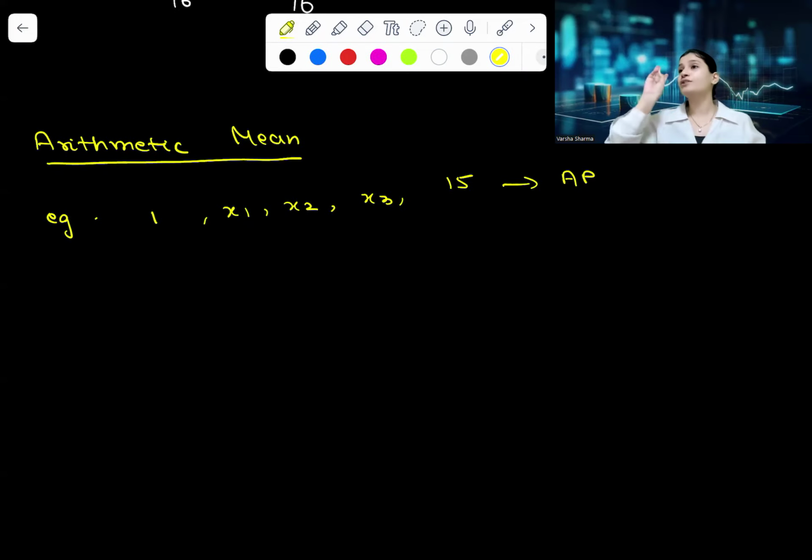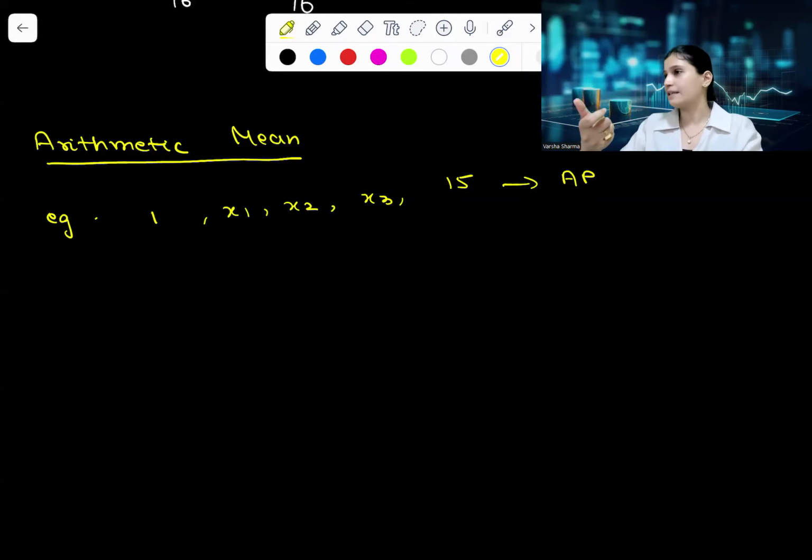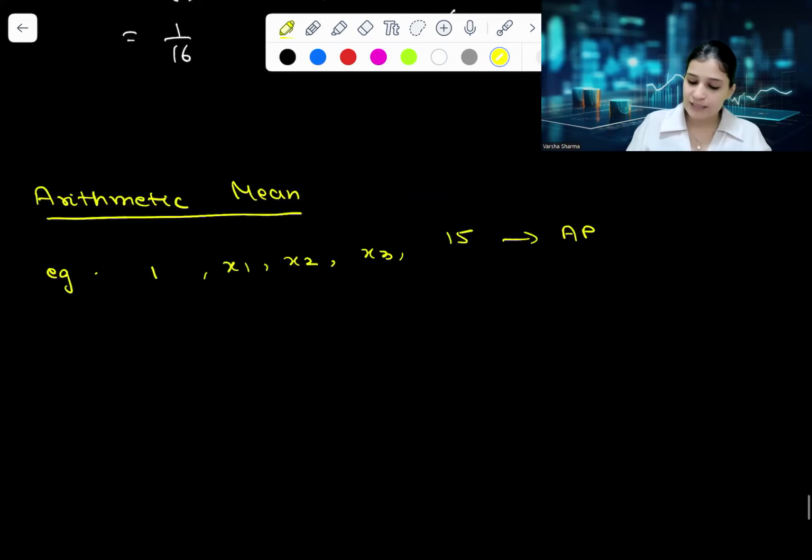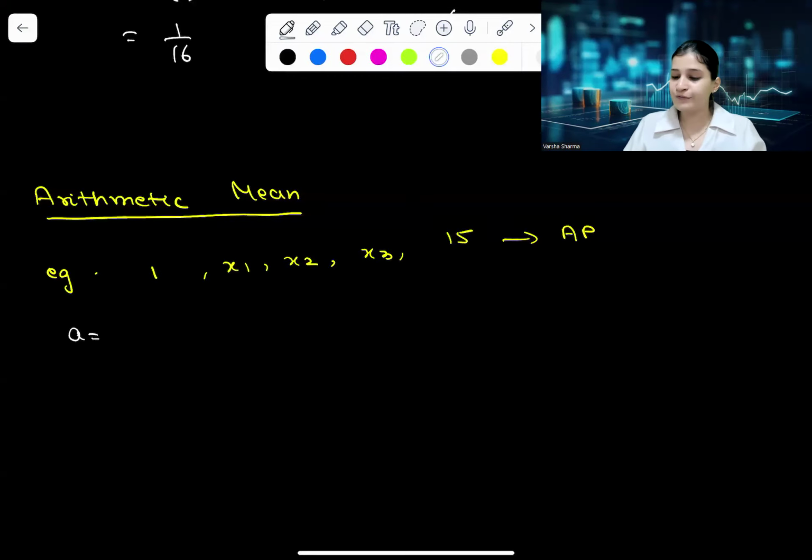So if I put three numbers between two, in total, how many will I have? Five. They were already first and last, and I have inserted three arithmetic means. So the number of AMs we insert plus 2 will give me the total number of terms, because I have to add the first and the last term. So here there are 5 terms. In this case, my first term is 1 and 15 is my last term.